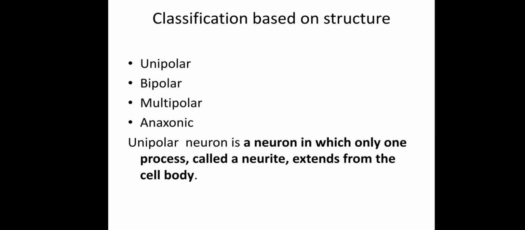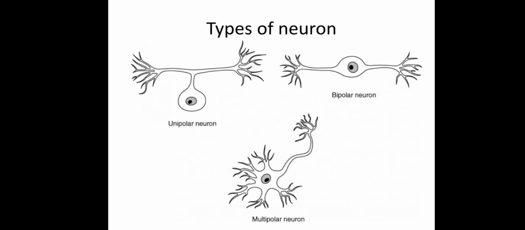A unipolar neuron is a neuron in which only one process, called a neurite, extends from the cell body. Only one axon comes out of the cell body in a unipolar neuron. In the diagram we can see the unipolar neuron, bipolar neuron and multipolar neuron.